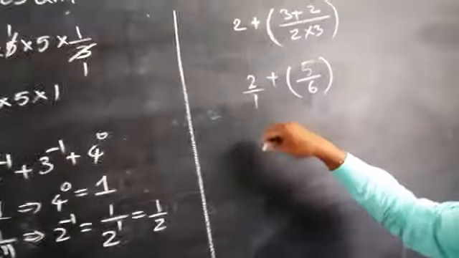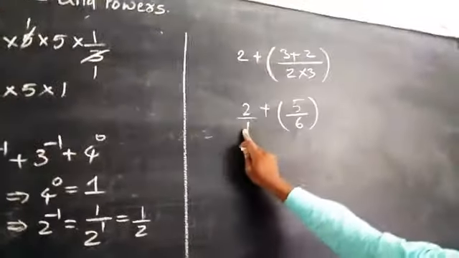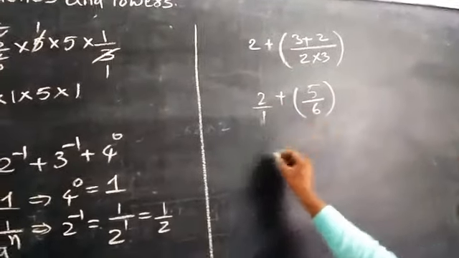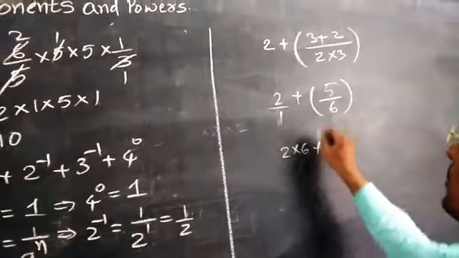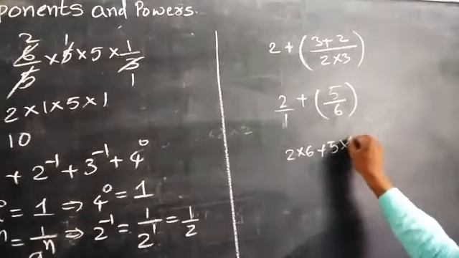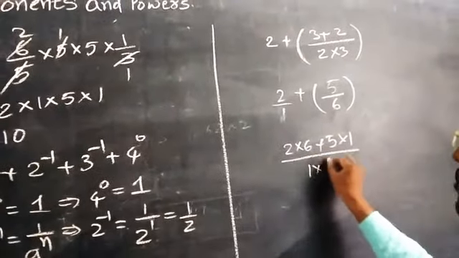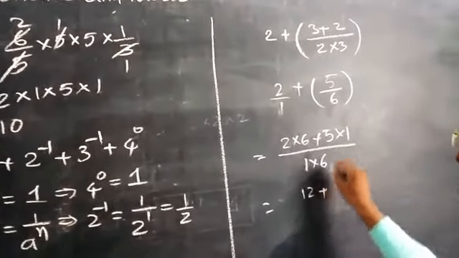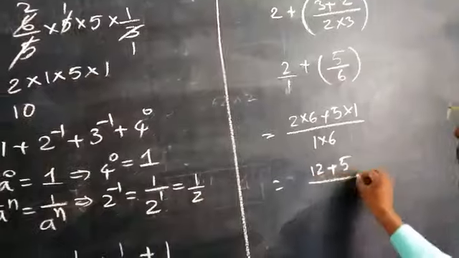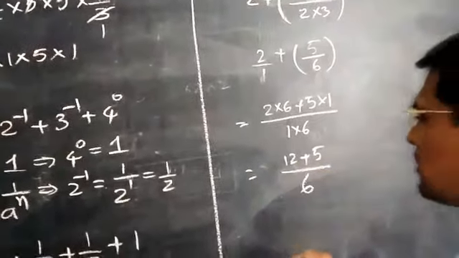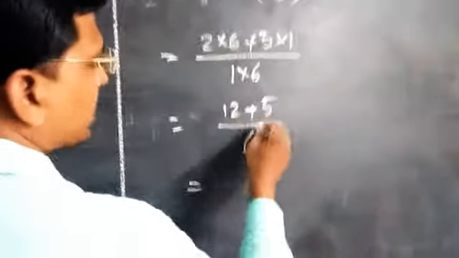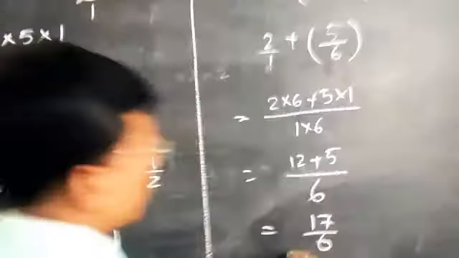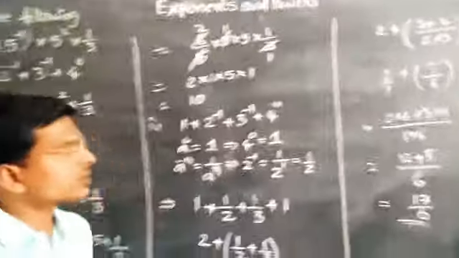Again, for 2 in the denominator we have no number, so I am taking 1. So again you can do the crisscross method. 2 into 6 plus 5 into 1 divided by 1 into 6. So 2 6s are 12 plus 5 1s are 5 divided by 1 6 are 6. See, I have 12 plus 5, 17 by 6. So this is your second answer, 17 by 6.